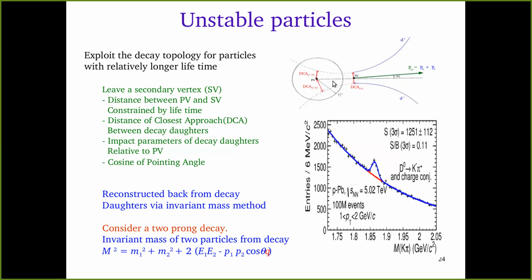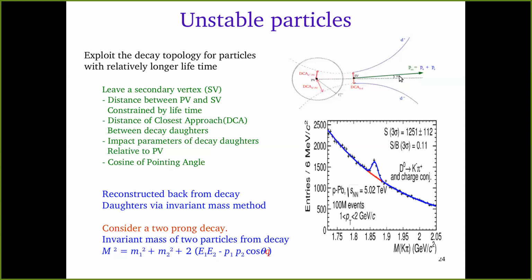Okay. So basically, you can use these decay topologies to get a better signal over background ratio. What quantities you can construct is the difference between the primary and the secondary vertex, which is constrained by the lifetime of the particle. Then you can calculate the closest approach of the decay daughter to the secondary vertex, and also the distance of the decay daughters with respect to the primary vertex, and also the cosine of the pointing angle.